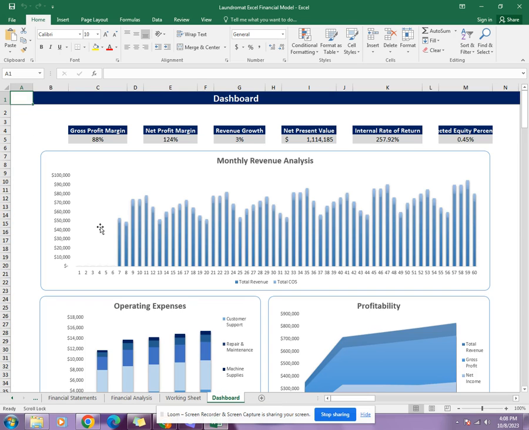Then comes the dashboard. The dashboard gives you the graphical context of all the information that we have previously seen, and identifies the KPIs of the business as per required. This helps in making financial decisions more accurately, easily, and as swiftly as possible.